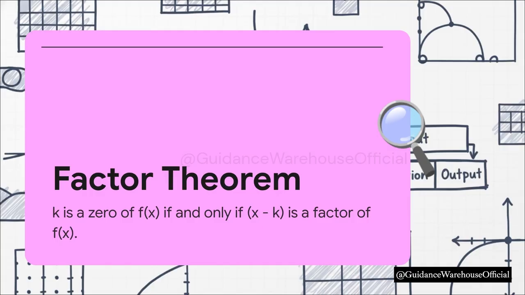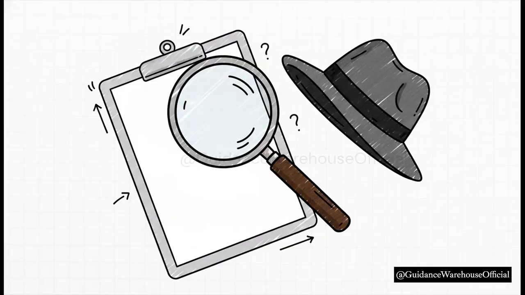And that perfectly illustrates our second tool, the Factor Theorem. According to the Factor Theorem, k is a 0 of our polynomial function if and only if x minus k is a true, perfect factor. A 0 remainder basically means we found a perfect puzzle piece, letting us break down massive, complicated polynomial equations into much simpler, solvable chunks.